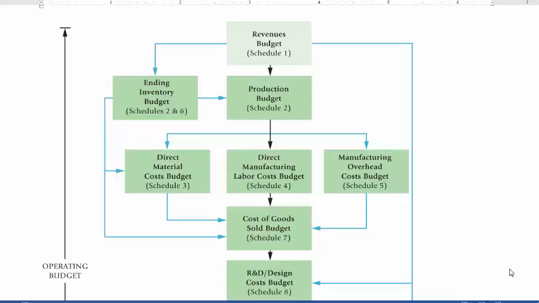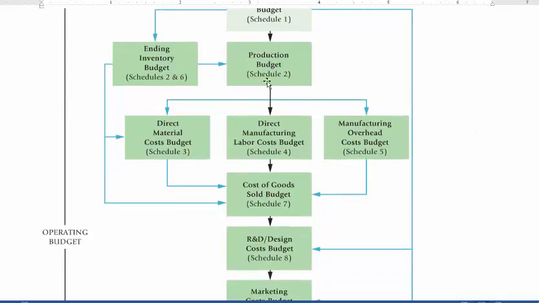Okay, we're now going to work through the long and involved example that is in your text in Chapter 6. So let's take a peek again at our illustration of the flow of putting together the budget. Again, everything is going to start with the sales or revenues budget, and we're going to work our way through the system. Next, we will perform a production budget.